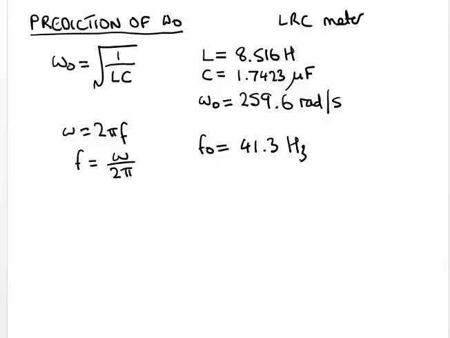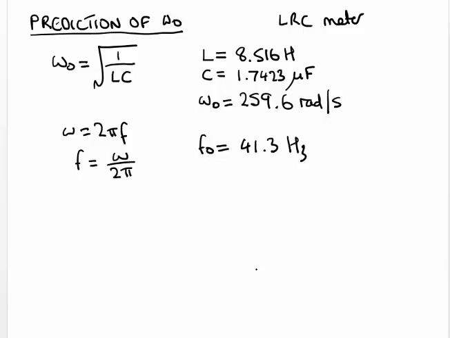If I put in 259.6 and then go divided by 2 pi, I get 407, not 41.3, because the calculator thinks you're dividing by 2 and then multiplying by pi. So you either have to use parentheses, or what I do is go 259.6 divided by 2, enter, divided by pi, enter. And that will give you the right answer.